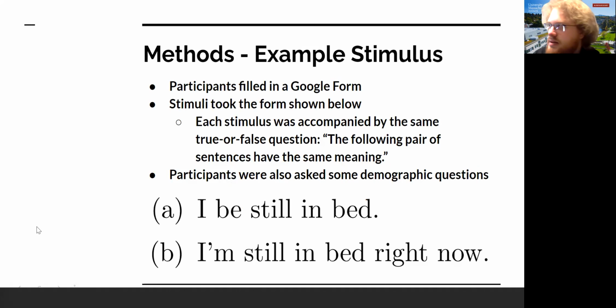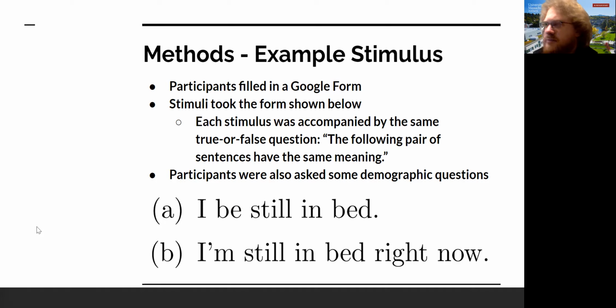So on to methods. I have an example stimulus here at the bottom of the slide. It's a pair of sentences, just like I had in the other slide. I be still in bed. I'm still in bed right now. The difference here is that these two sentences do not mean the same thing as each other. They're different. I be still in bed indicates habituality. It might be I be still in bed at 6 a.m. every day because I get up at 7. Versus I'm still in bed right now only describes the immediate present. It doesn't describe any kind of habituality or any kind of repeating action or continuation of something.